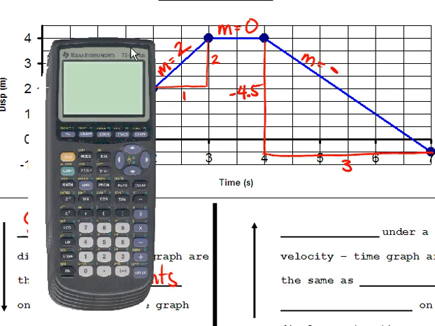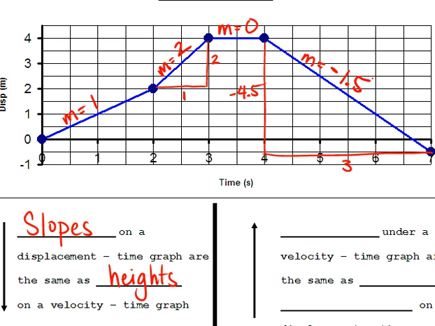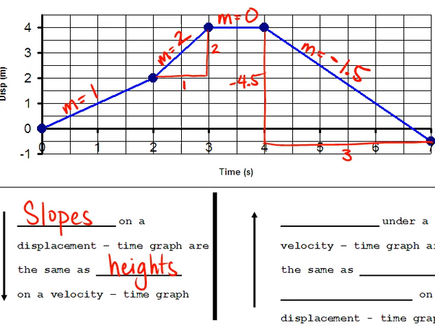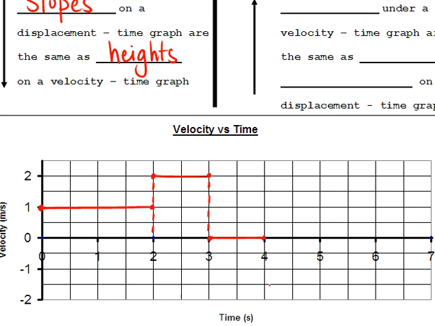So if we do a rise over run calculation for this one, negative 4.5 over 3, negative 1.5. So this thing's cruising backwards, or to the left, at 1.5 meters per second, and it does that for 3 seconds. So on our graph here, we're going to go to negative 1.5, and it's going to travel with that nice flat line, constant velocity, for 3 seconds. So that's what it looks like to convert from a displacement time graph into a velocity time graph.